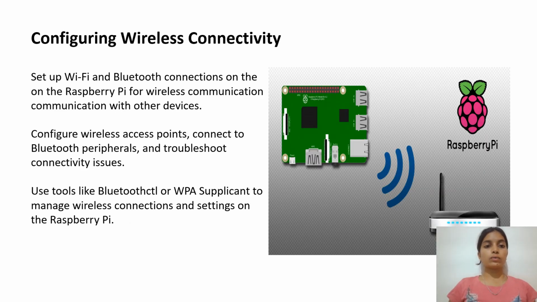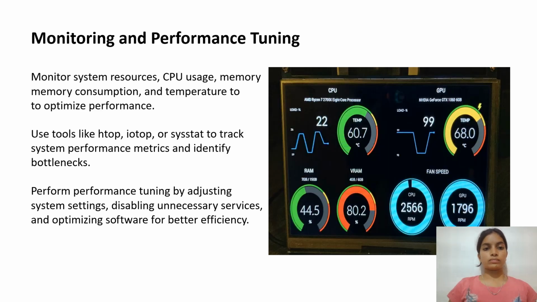Now we'll look into configuration through wireless connectivity. Set up Wi-Fi and Bluetooth connections on the Raspberry Pi for wireless communication with other devices. Configure wireless access points, connect to Bluetooth peripherals, and troubleshoot connectivity issues. Use tools like Bluetoothctl or wpa_supplicant for managing wireless communications and connections on the Raspberry Pi.